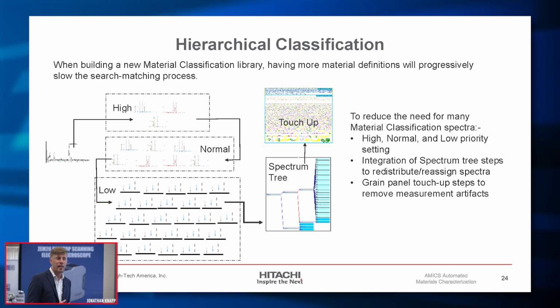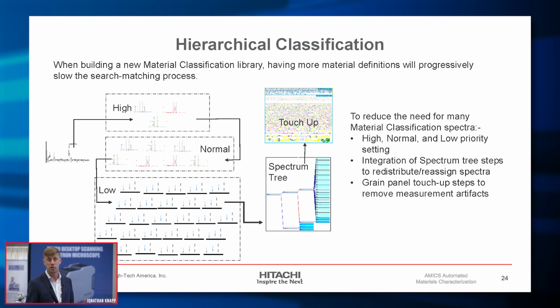Hierarchical classification allows you to have different quality thresholds for different spectra or different reference material. So for instance, you can go to the high and you can have very tight numbers on that. Those are the ones you're most interested in. You want to make sure that they're correct and that you're having no false positives. Then if it matches in the high, nothing in a lower category can steal from it, so to speak.